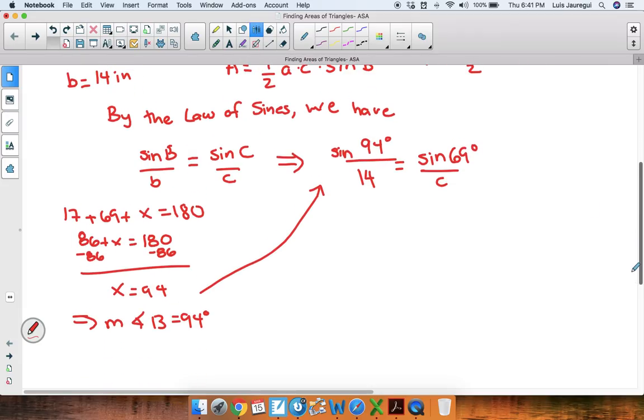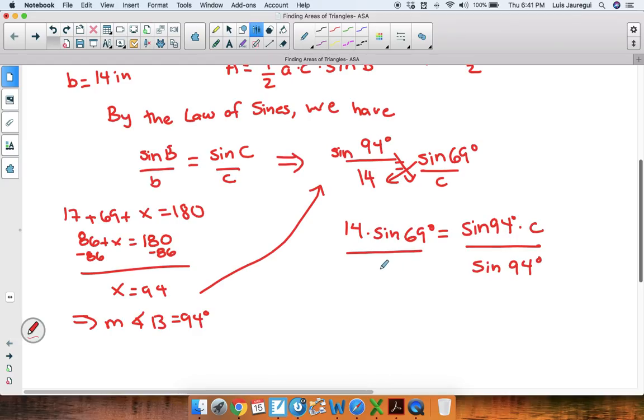Now at this stage, we're going to cross multiply, since we're given the proportion. So we have 14 times sine of 69 degrees is equal to sine of 94 degrees times c. So solving for c, we need to divide by sine of 94 degrees on both sides of the equation. And we get that c is equal to 14 times sine of 69 degrees divided by sine of 94 degrees.